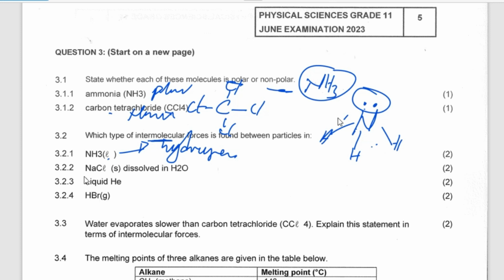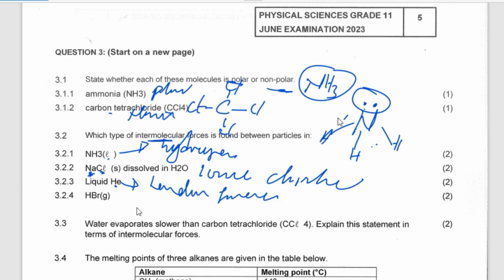Then this is sodium, which is group 1, and this is chlorine, which is highly electronegative. A metal and a non-metal, therefore it is going to form ionic bonds. And then liquid hydrogen, helium: because this one is a non-metal, it doesn't form strong bonds with each other. That's why it's always a gas. Therefore, it is London forces or London dispersion.